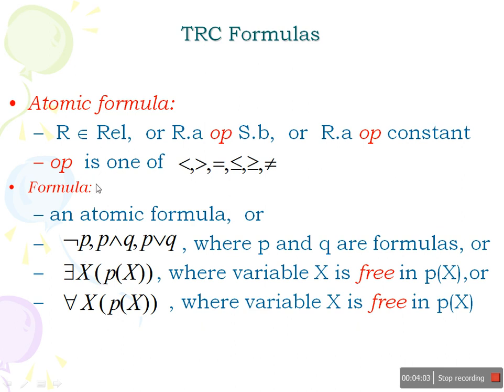Apart from this, we have a few more notations to include in the formula: negation P, P and Q, P or Q, where P and Q are formulas. At the same time, we can also use the quantifiers, there exists and for all. So we can use the quantifiers, and we can also write the formulas.